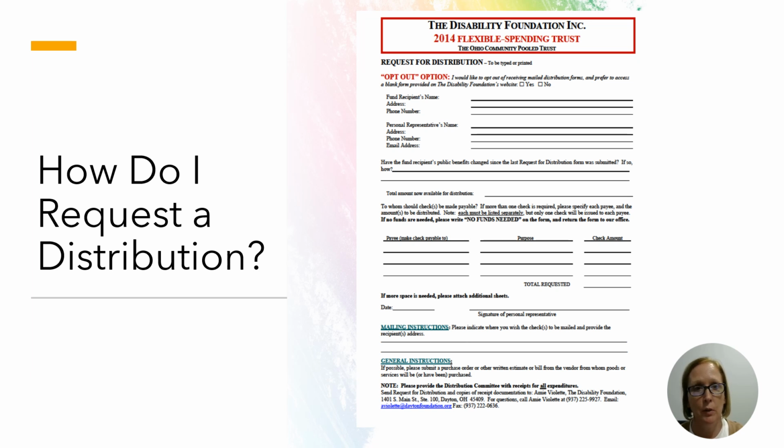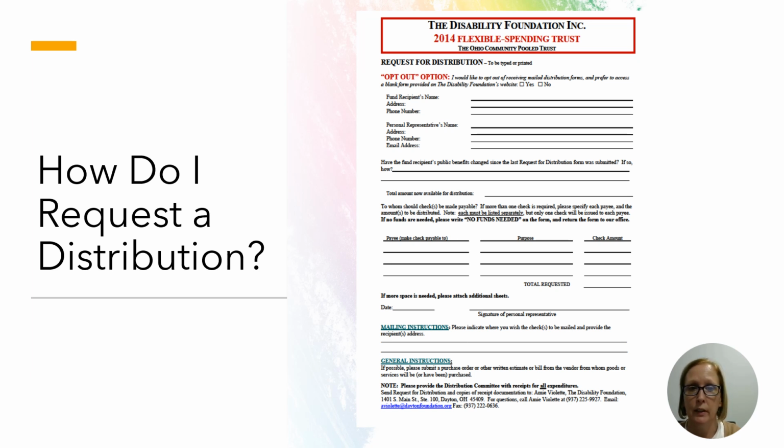To request a distribution, the personal representative will complete the request for distribution form and submit it to the Disability Foundation along with the supporting documents. The supporting documents are very important because we must have receipts or invoices for any funds that are distributed from the trust. There are a few different ways that you can submit the request for distribution form.